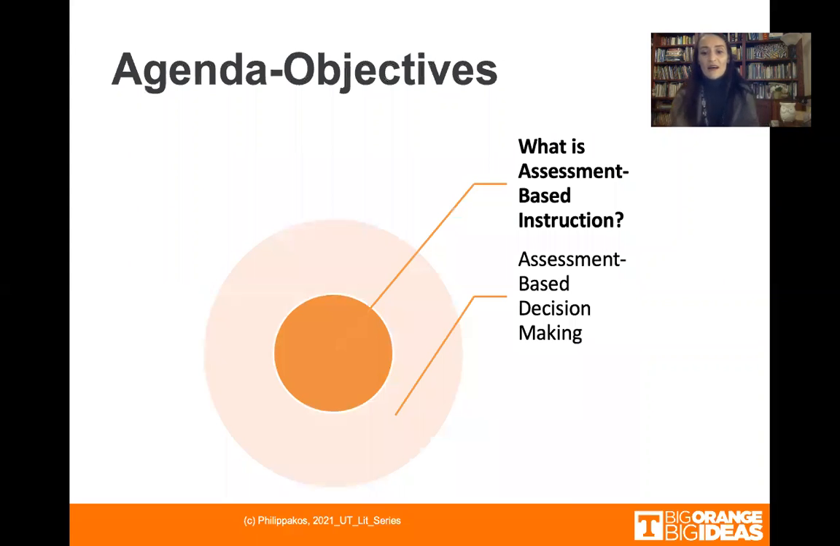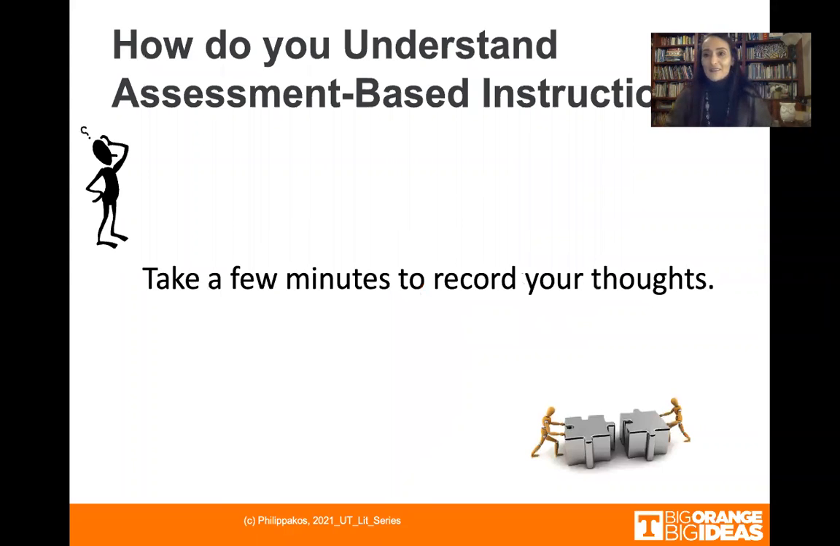And before I begin, I would like to share what the goal of the session today is. My goal is to review what assessment-based instruction is and explain what assessment-based decision-making is. Before I begin, because I would like you to take the most out of this session, I want you to record how you understand assessment-based instruction. I will not ask you to share it, but I would like for you to just record your understanding of this term.